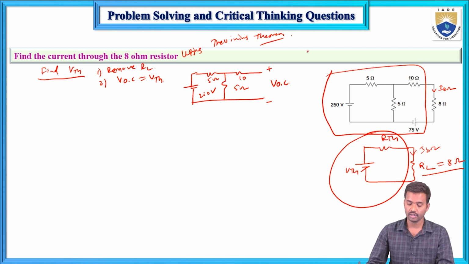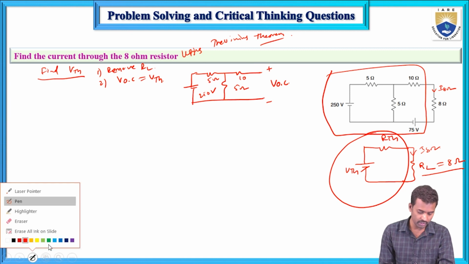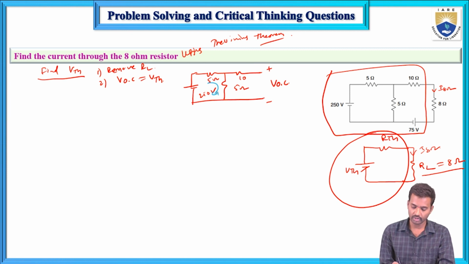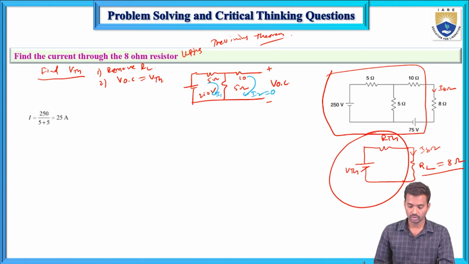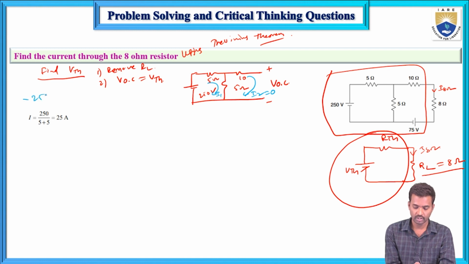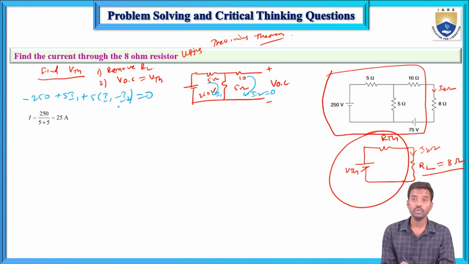How will we calculate it? If you apply mesh analysis for this circuit, let me change the color. I am applying mesh analysis with I1 and I2 in the clockwise direction. Here the I2 current is 0. So apply KVL in mesh 1 and mesh 2. In mesh 1, KVL gives minus 250 plus 5 into I1 plus 5 into (I1 minus I2) equals 0, and I2 equals 0.